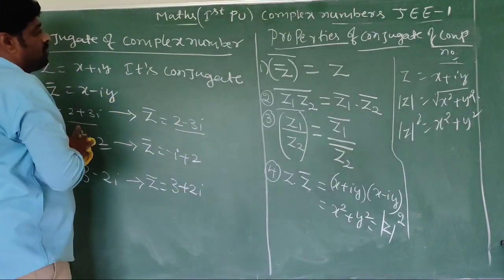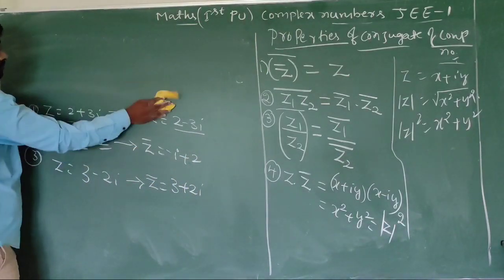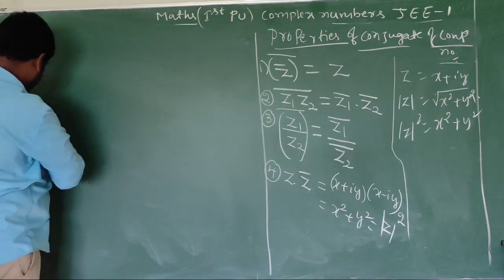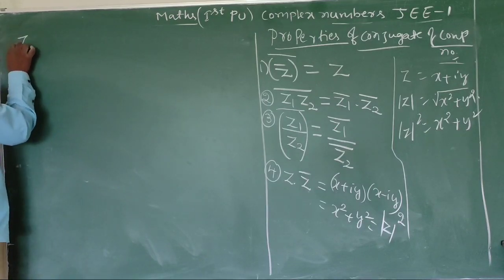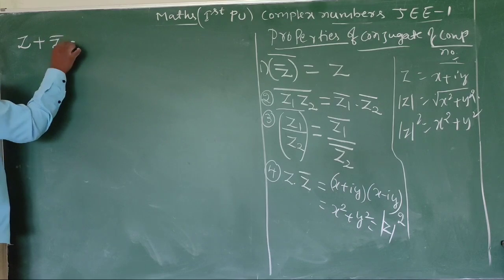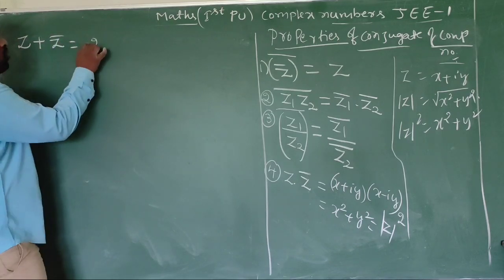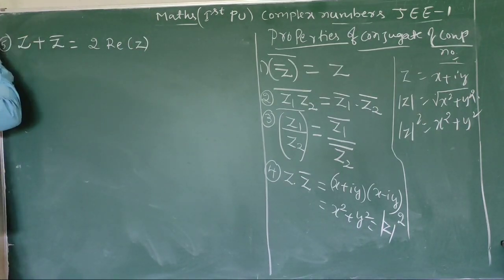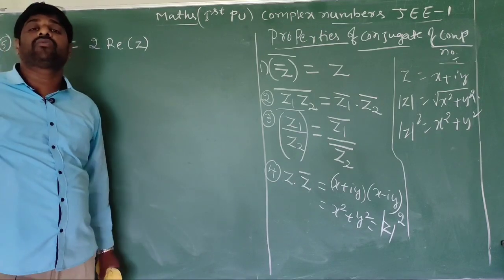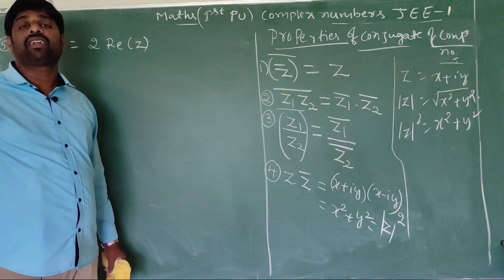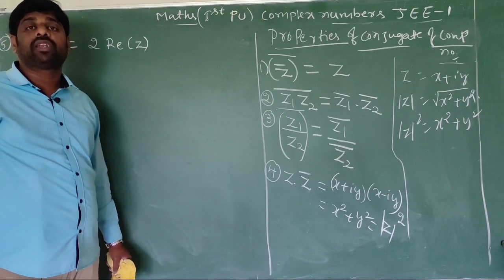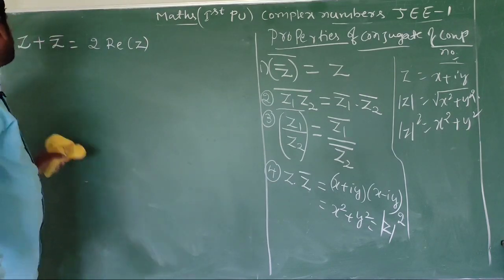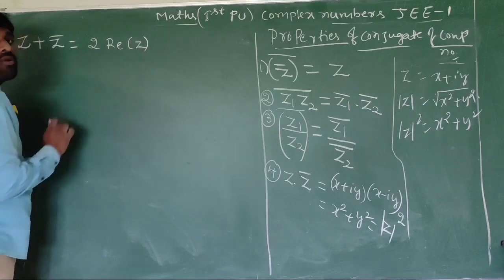Now the next property is z plus z bar. Z plus z bar equals 2 times the real part of z. So z plus z bar is the fifth property. These properties of the conjugate of a complex number, properties of the modulus of a complex number, and properties of the amplitude of a complex number, these three sets of properties are very, very important for solving problems.